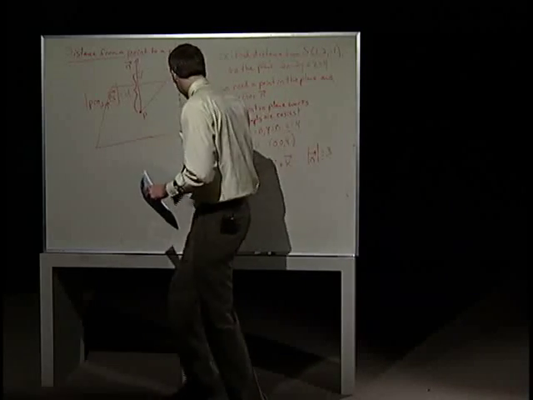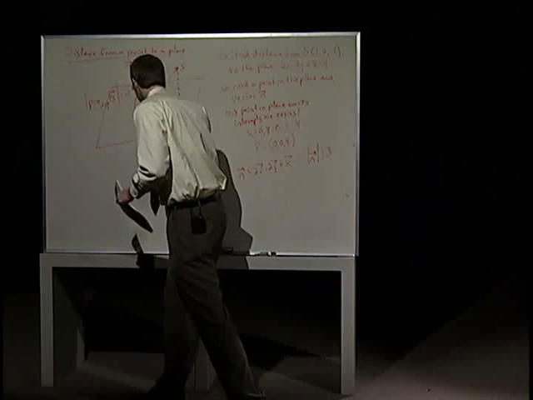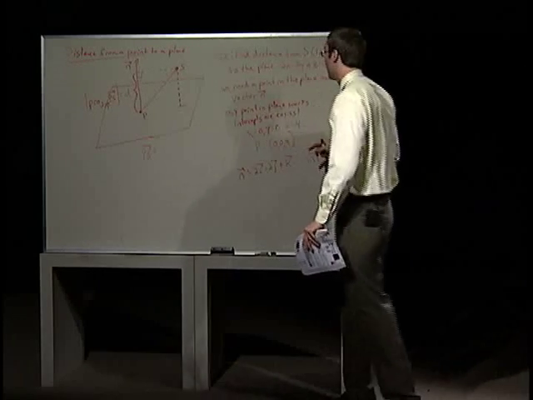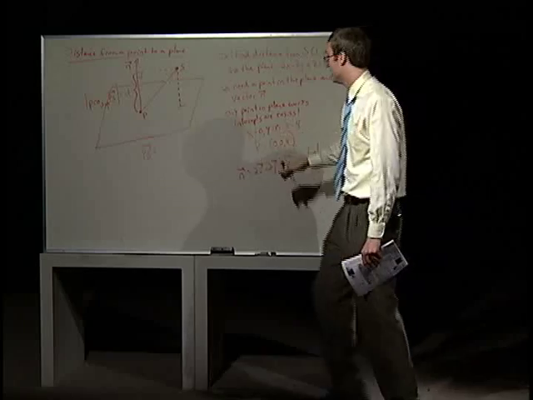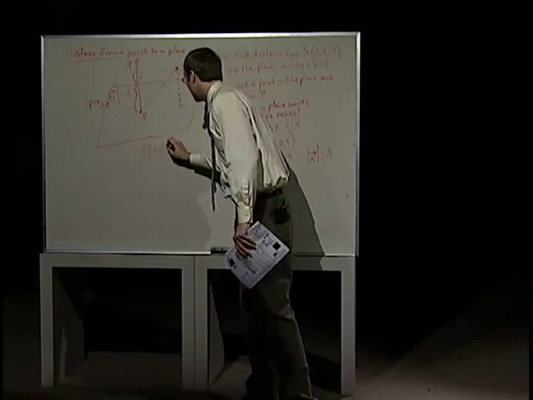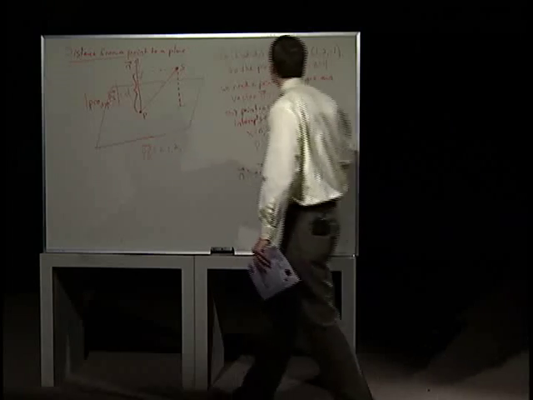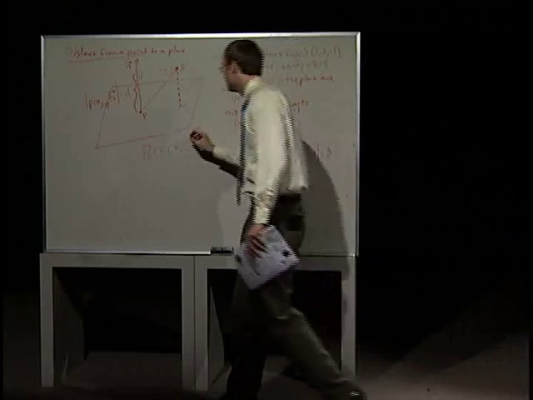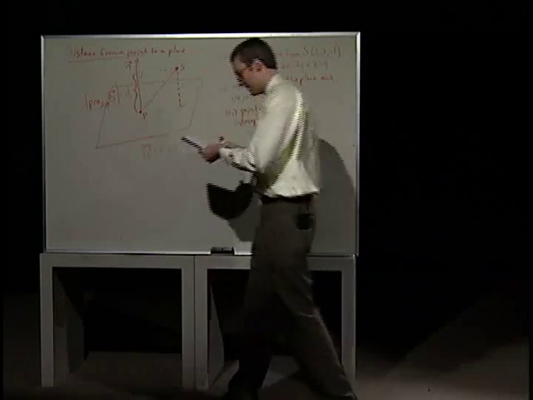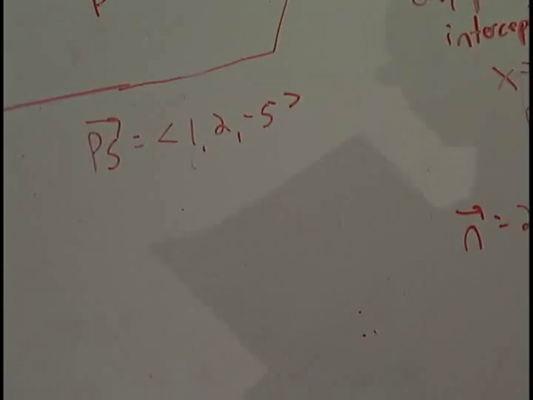So I'll scoot over here. Vector PS. Where are S and P? So what do we got? 1 minus 0 is 1. And 2 minus 0 is 2. And -1 minus 4 is -5. That's vector PS, yes it is, good.